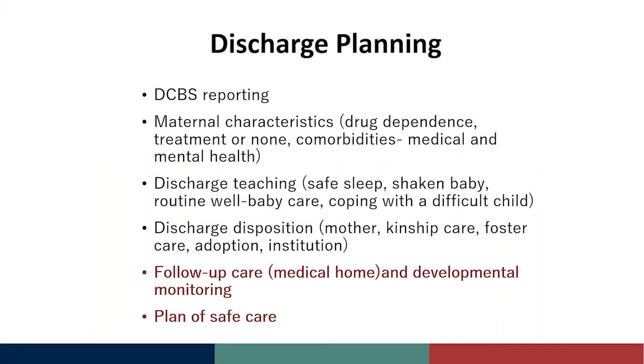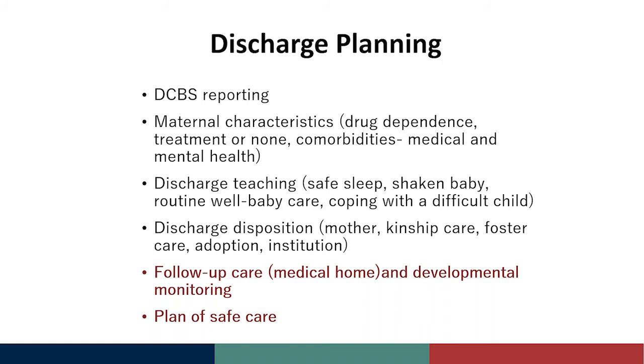We do our best regarding discharge planning. When the baby is admitted to the nursery, we report to the Department of Community-Based Services because we have to look into the home situation. Is it safe for this baby to go home with a mom, or should there be an alternative placement at discharge? We also look at the maternal characteristics such as her drug dependence, her mother's treatment, comorbidities. It's not really unusual that we have a high incidence of depression among these mothers. And what are her other medical conditions?